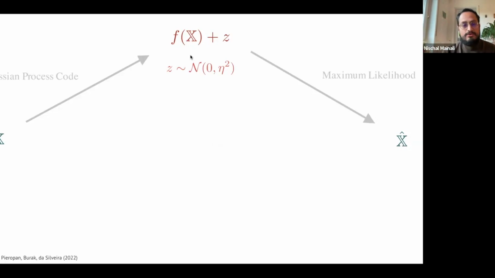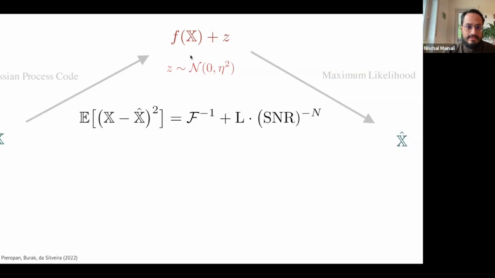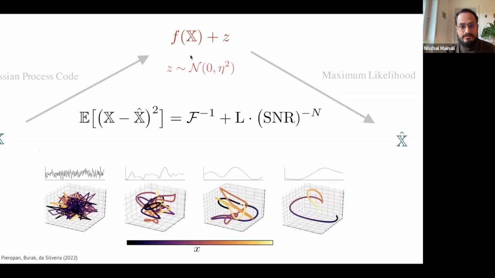In this kind of framework, what we find is this result: the expected mean square discrepancy between the animal's location and inferred location using a Gaussian process code has two elements. The first part is simply the inverse Fisher information, and the second part comes from what we call global error. And let me briefly motivate global error.